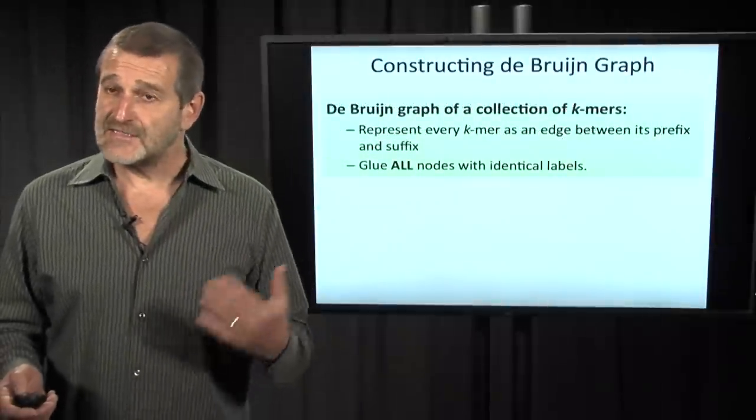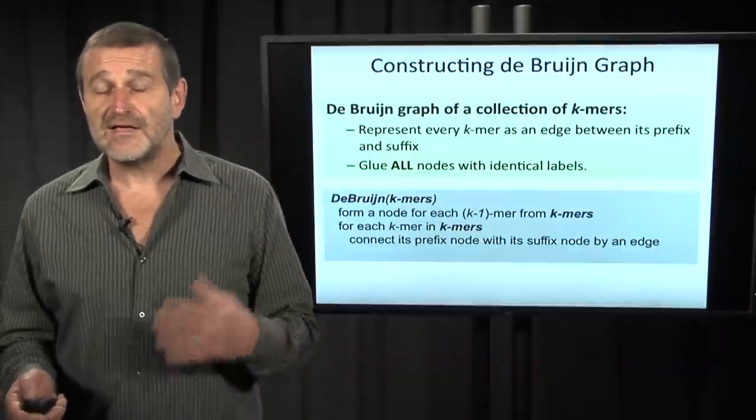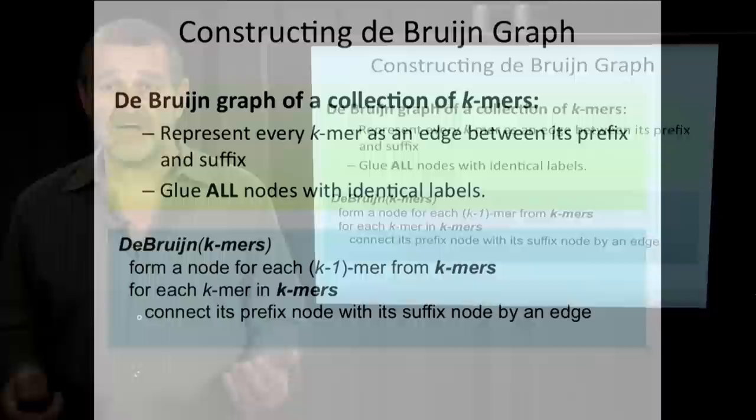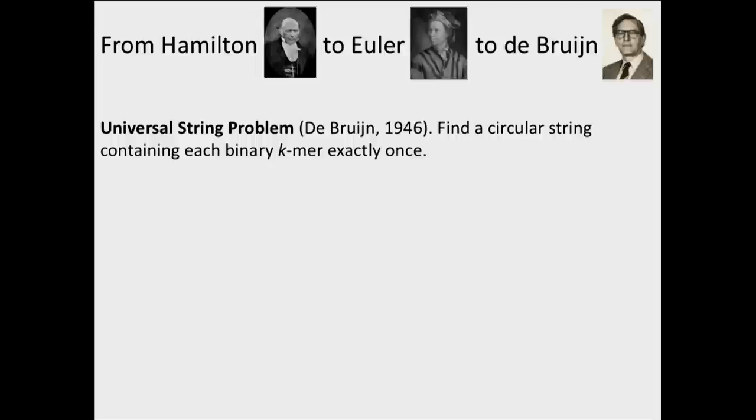If you implemented it, you have already figured out that there is a different way to look at the de Bruijn graph. If we are given a collection of k-mers, we can form nodes of the graph from all (k-1)-mers from this collection, and for each k-mer from the composition, we can connect its prefix node with its suffix node by an edge. These are two equivalent definitions of the de Bruijn graph.